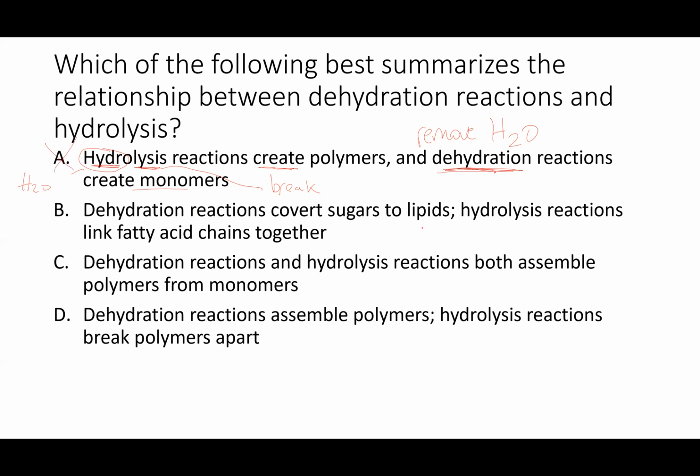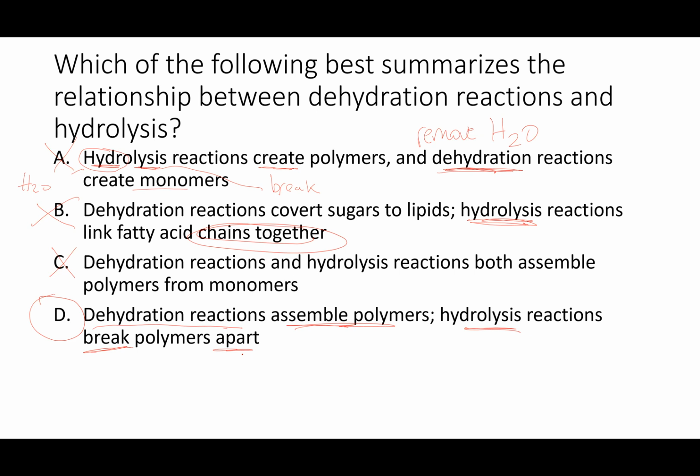Dehydration reactions convert sugars to lipids, and hydrolysis reactions link fatty acid chains together. So again, hydrolysis means breaking apart, so we're not going to be putting things together. Did we talk about converting sugars to lipids at all? No, we're not there. Dehydration reactions and hydrolysis reactions both assemble polymers from monomers. Do they both make polymers? They're opposites of each other, so they can't be doing the same thing. So that means it has to be this. Dehydration, we know, is dehydration synthesis to make polymers. Hydrolysis breaks polymers. So it has to be that one.